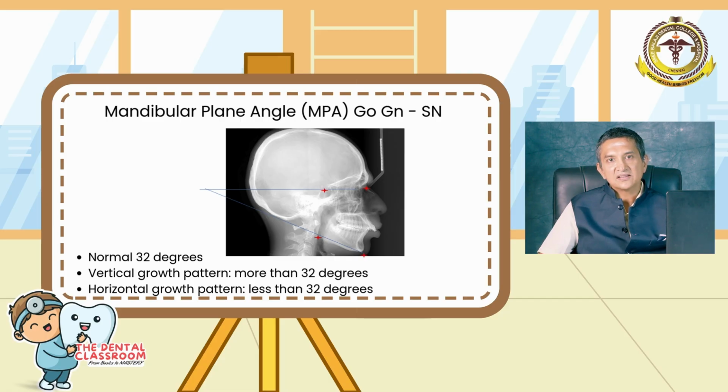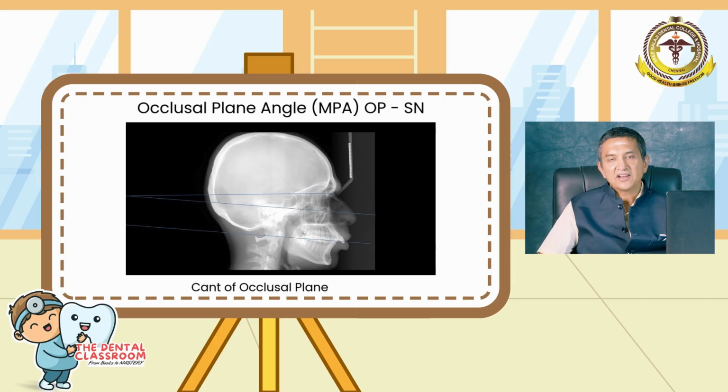So this is the fourth parameter, otherwise referred to as GoGn to SN, or the mandibular plane angle as defined by Steiner. The final parameter in all your cephalometric, all your skeletal parameters, is the occlusal plane to SN. The occlusal plane is drawn by connecting the SN plane to the occlusal plane, and this is referred to as the cant of the occlusal plane.